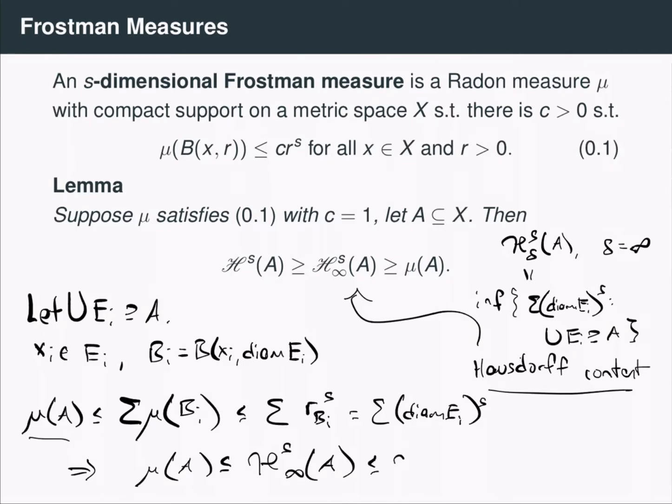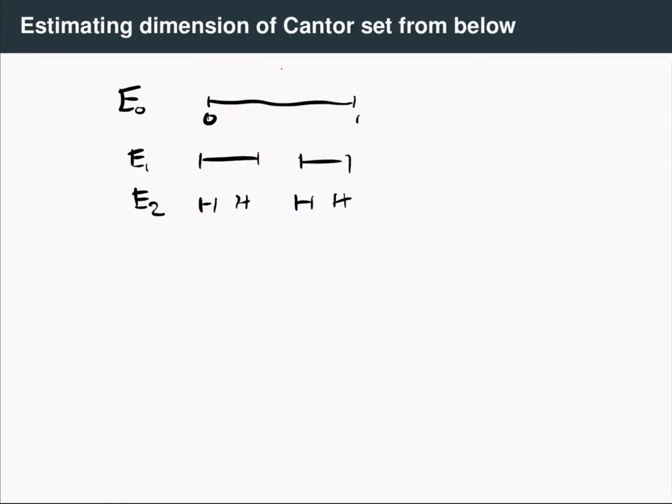So this is less than or equal to H^S_delta of A for all delta bigger than 0. And as delta goes to 0, this increases to the Hausdorff measure of A. So let's revisit the example of the Cantor set. I'm going to now derive a lower bound for the Hausdorff dimension of the set E_0.